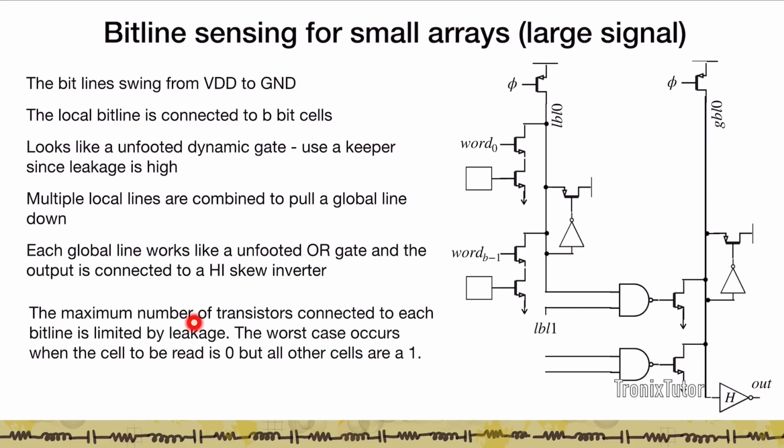Now, the maximum number of transistors that are connected to any bit line is going to be limited by the maximum leakage I can tolerate at the bitline node, right? And so the worst case for leakage is going to be when the cell to be read is a 0, but all other cells are a 1. So that would be the worst case leakage for the bitline, and at that point we also want to be able to read the 0. So already the rest of the transistors are pulling down the node. In addition, we have the 0 which needs to be read off it.